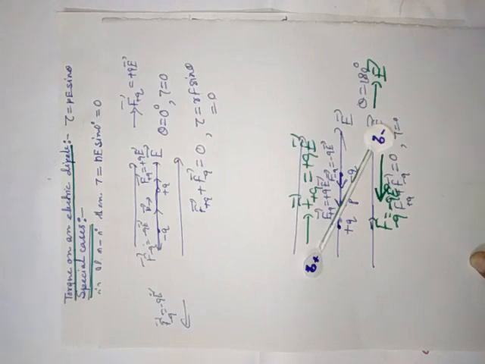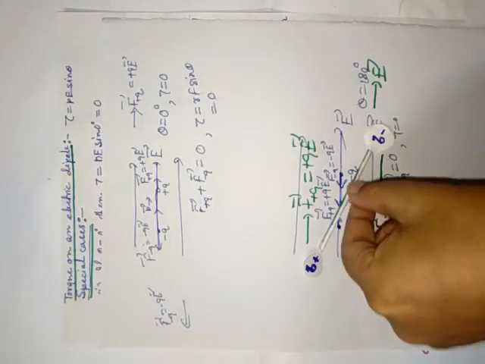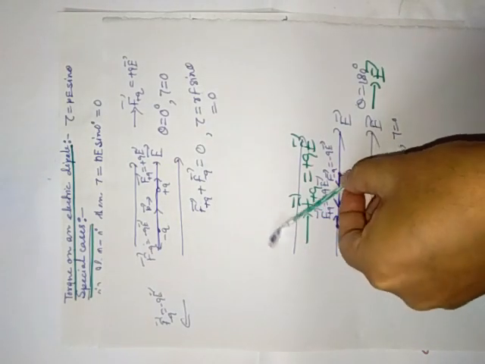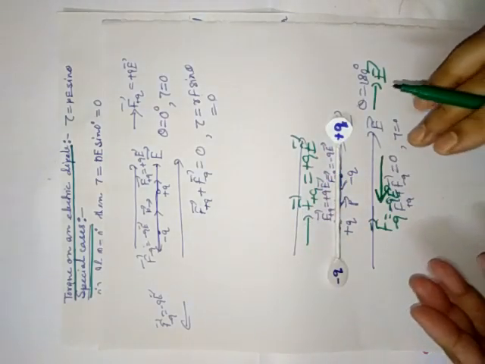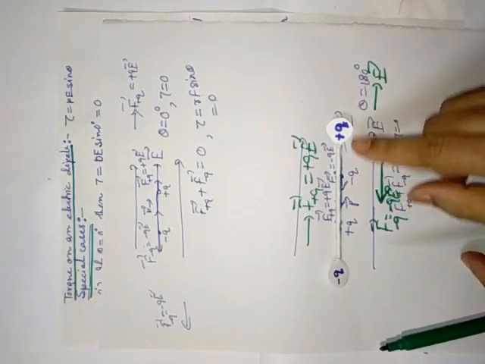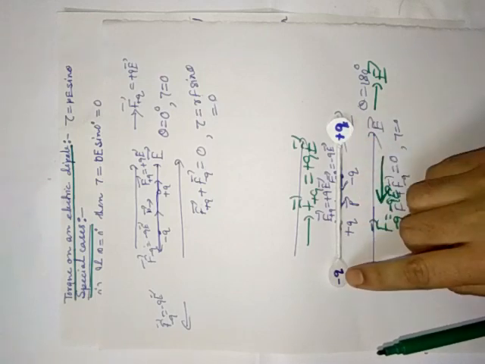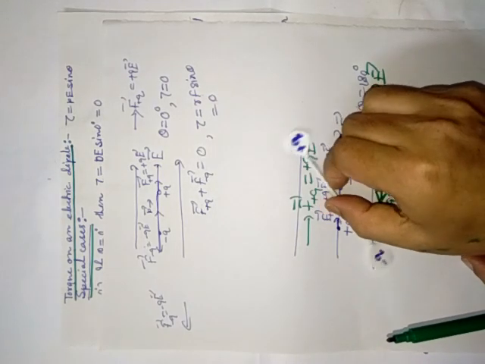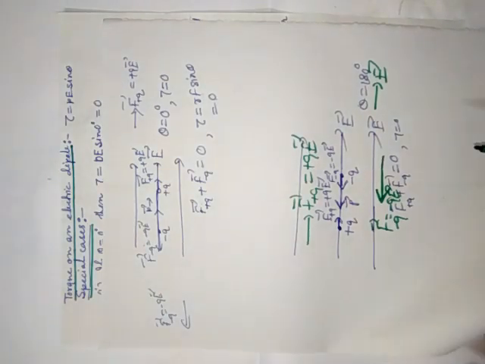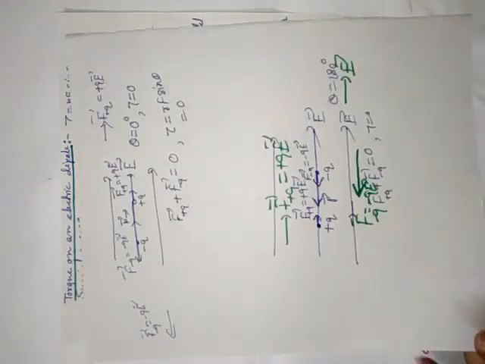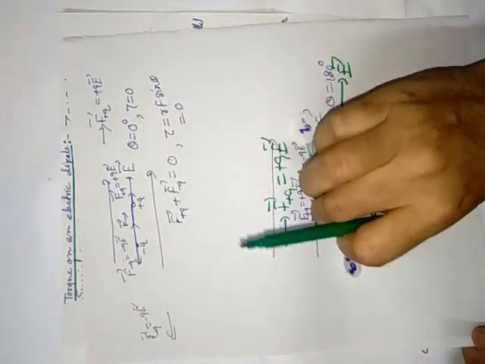As a result it will rotate like this in the clockwise direction, and it will never come back to its earlier position. See here, the plus q charge is here, the minus q charge is here. That means it will never come back to its earlier position. This is called unstable equilibrium. Similarly, if you rotate along this direction, the same will happen. That means unstable equilibrium means the object will never retain its original position.